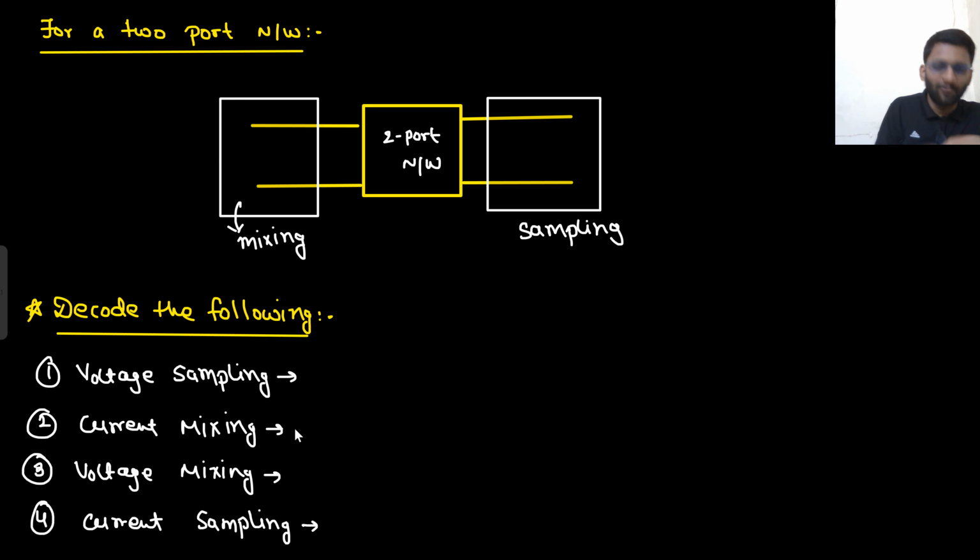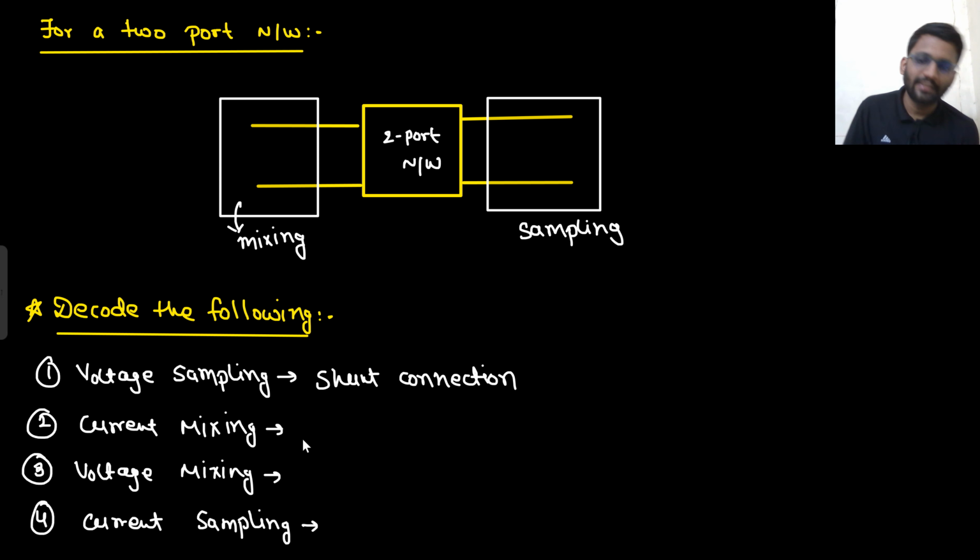If I am saying voltage is sampled, is it a series connection or shunt connection? Forget about input and output, I am just saying voltage is sampled. It is a shunt connection, because voltage is the same in case of shunt connection. Now the next thing I am saying, current is mixed. If current is mixed, is it a series or shunt connection? Current is mixed in shunt connection. So it is a shunt connection.